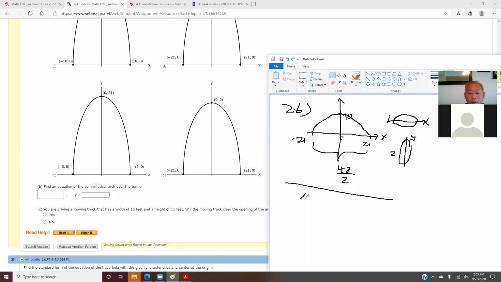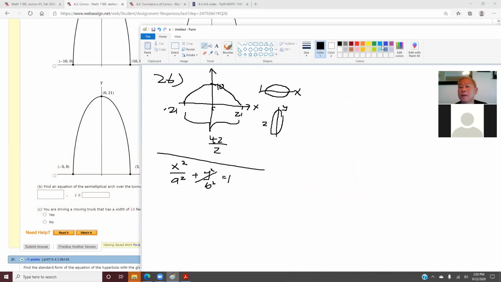And the formula we have in this case will be x squared over a squared plus y squared over b squared equals 1. So does anyone here know what your A and your B are in this case? The longer one is your A. So A in this case is not 42, A is 21. B is the shorter one, so it's 10 in this case.